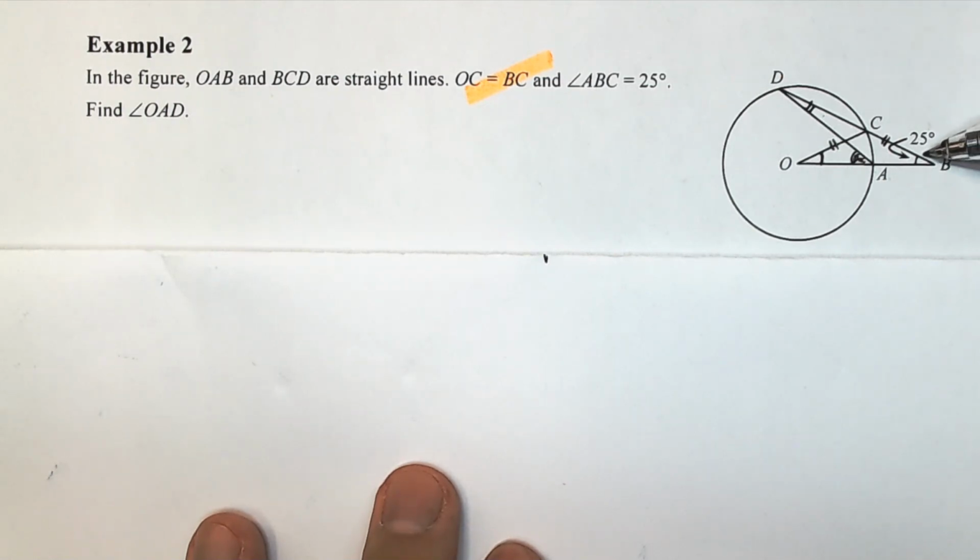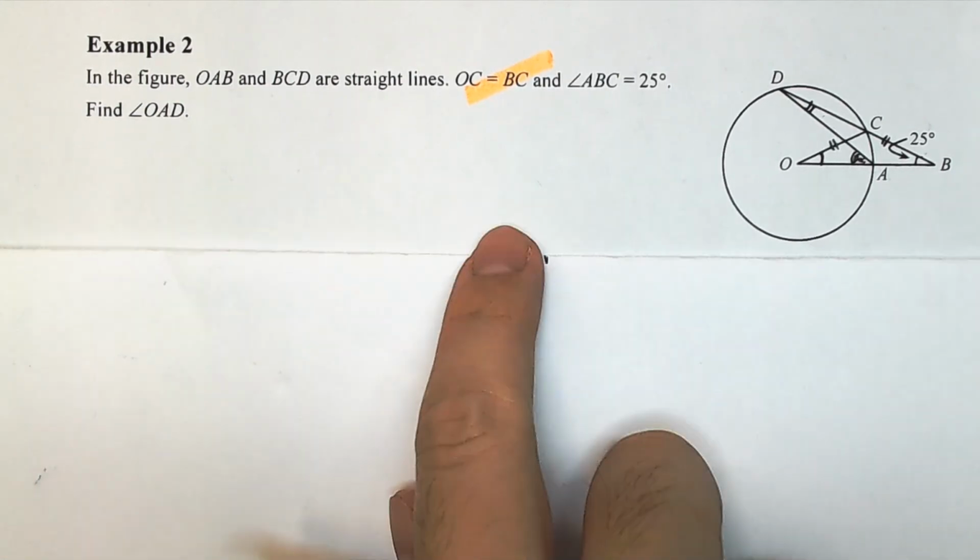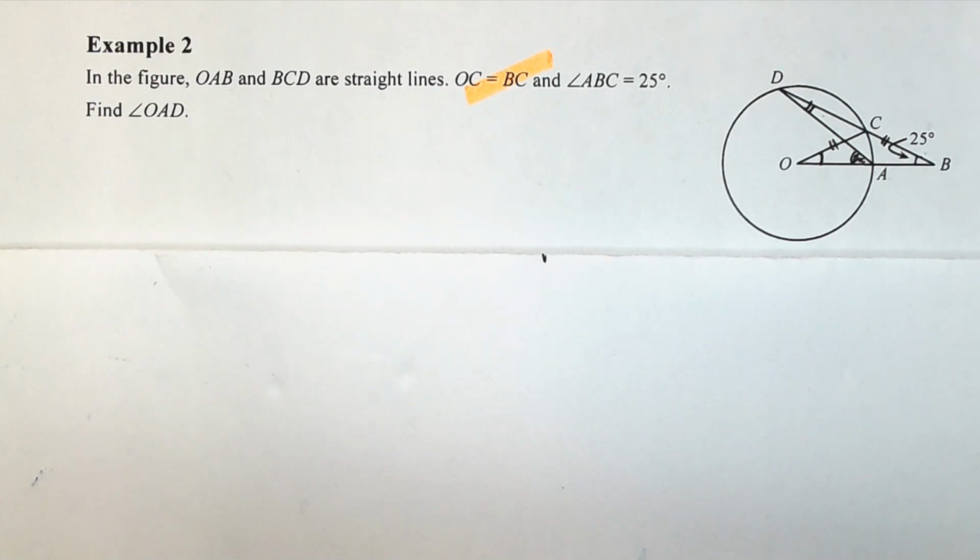Okay, so we have the 25 degrees plus this angle equals angle OAD. In doing a question related to circles, I also suggest you first know how to do the question before you write anything. Okay, planning is very important in this kind of question.